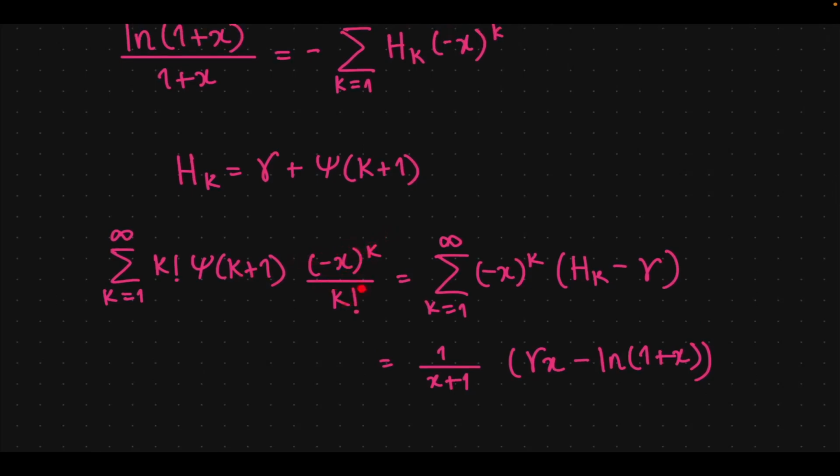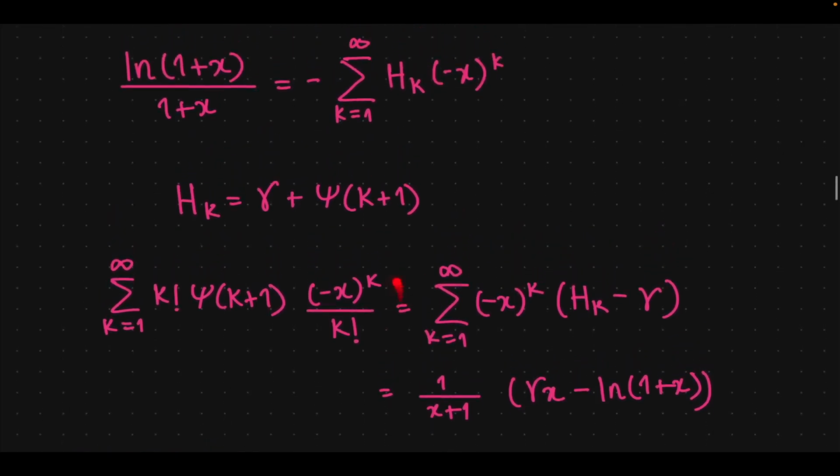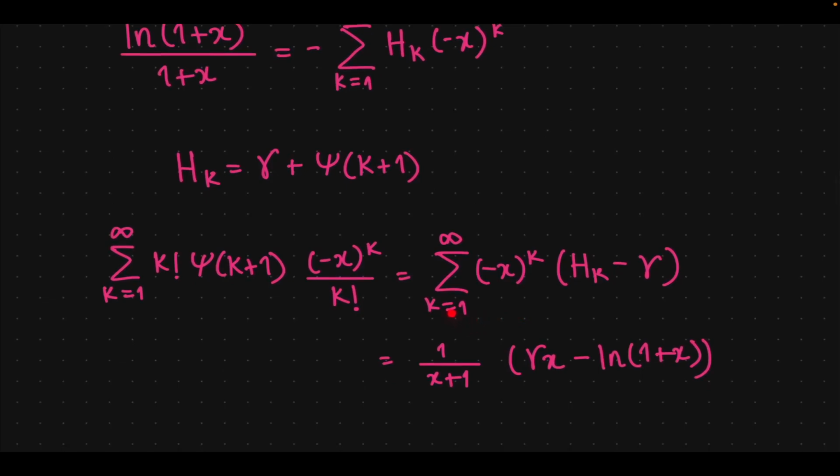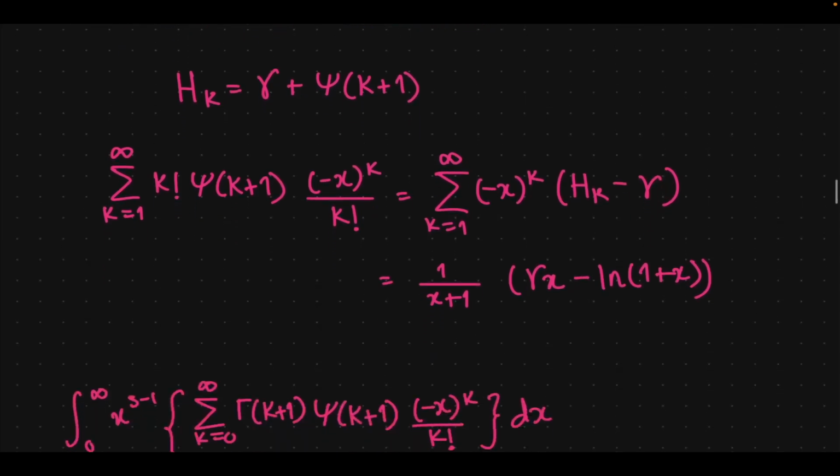We introduce the k factorial, but we also have to introduce it in the numerator, k factorial, sum from 1 to infinity, which can be expressed using the Euler-Mascheroni constant and the harmonic number as the sum from k equals 1 to infinity of minus x to the k times the kth harmonic number minus Euler-Mascheroni. Now with the Euler-Mascheroni, it's a constant, so the only thing we're going to have is an infinite geometric series in the minus x to the k.